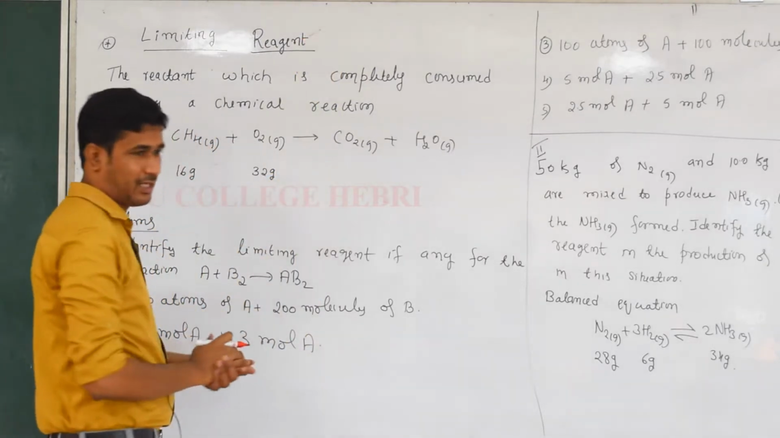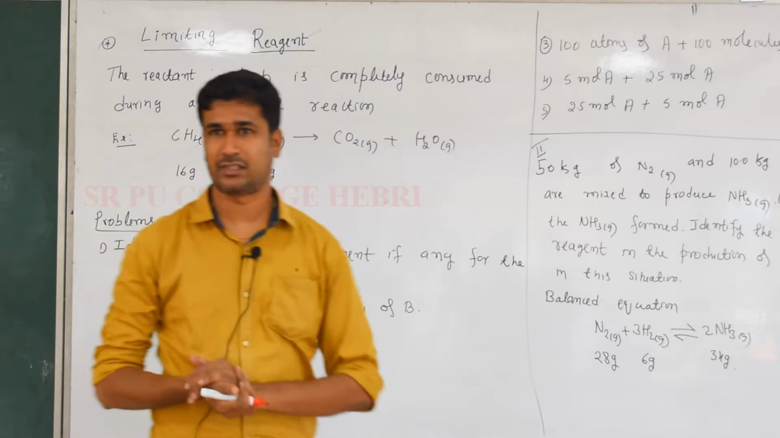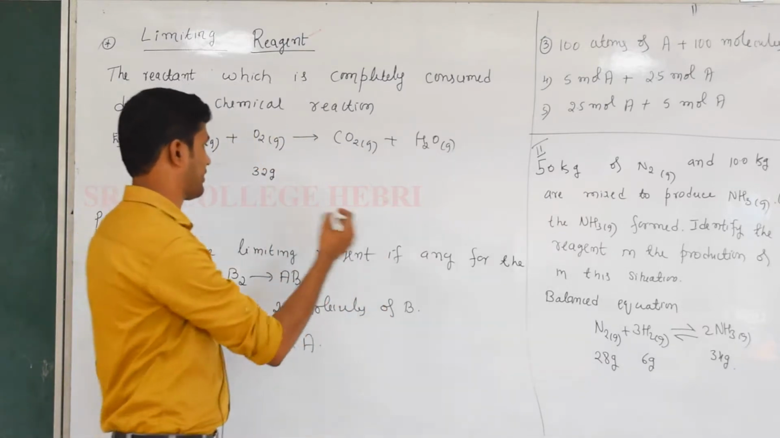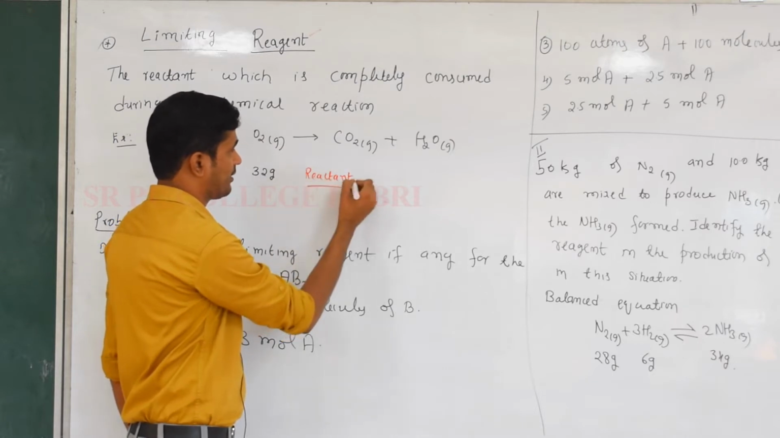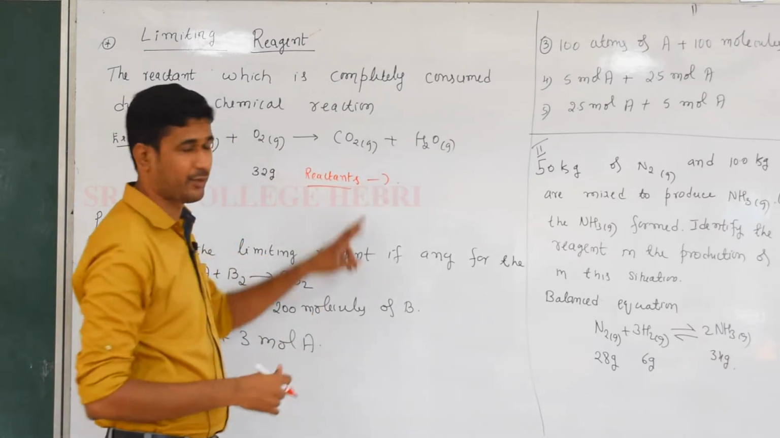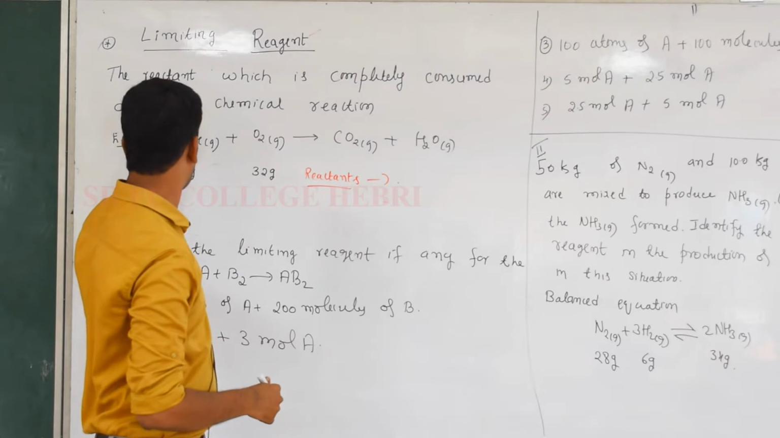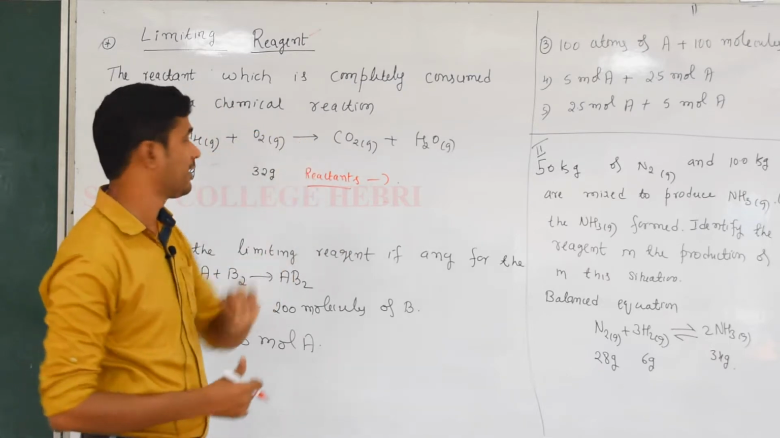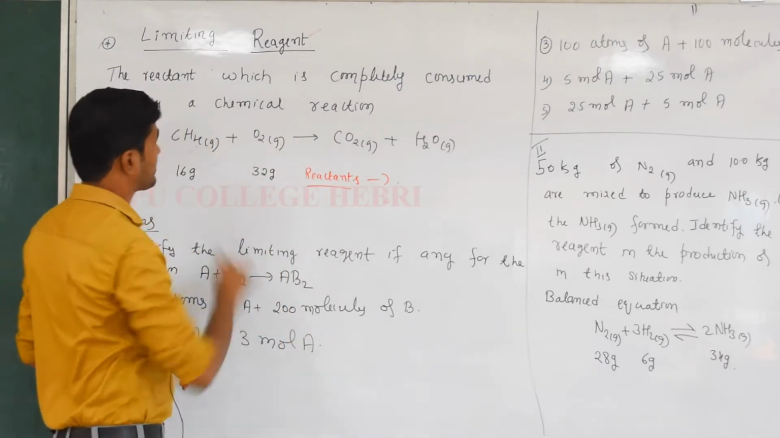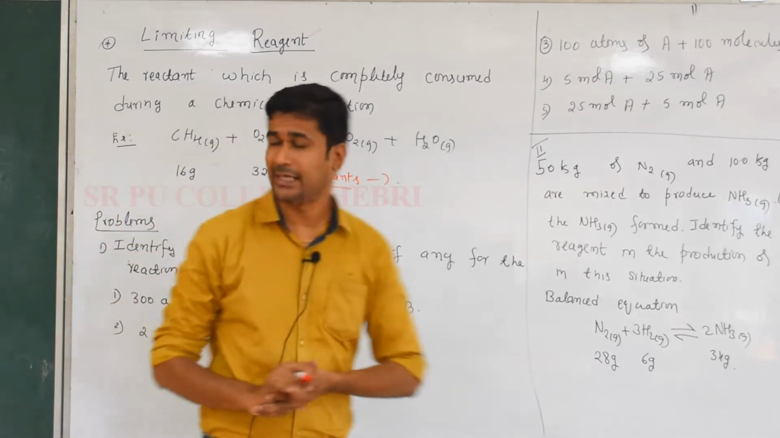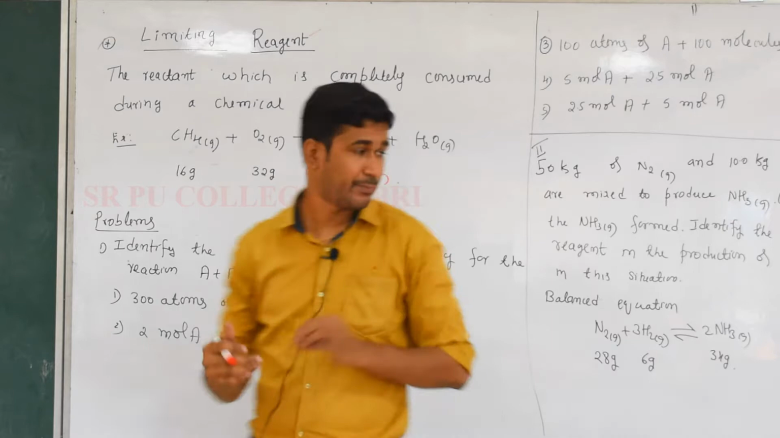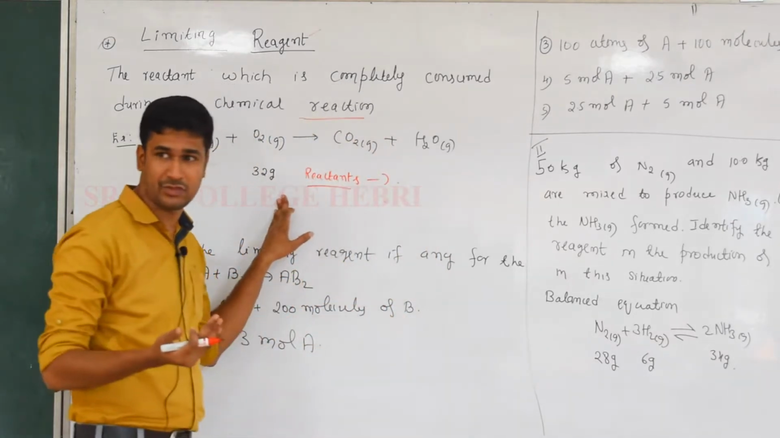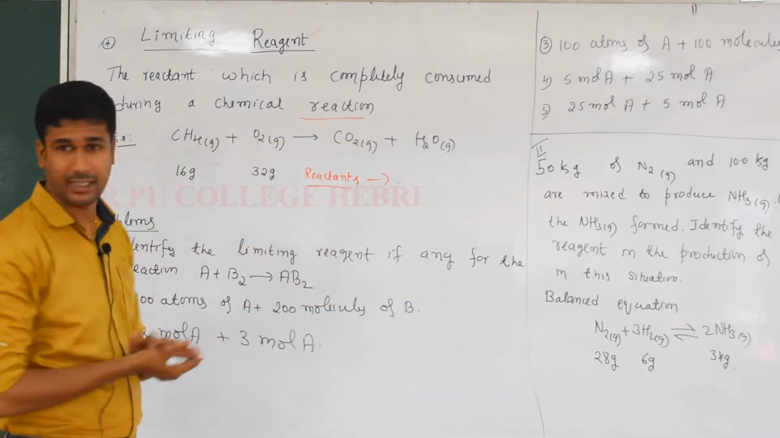In any chemical reaction, we take reactants. Is it correct? Without any reactants, no reaction takes place. Now let us see what a limiting reagent is. The limiting reagent is nothing but the reactant which is completely consumed during a chemical reaction. The one that gets consumed first, or completely consumed, that is your limiting reagent.